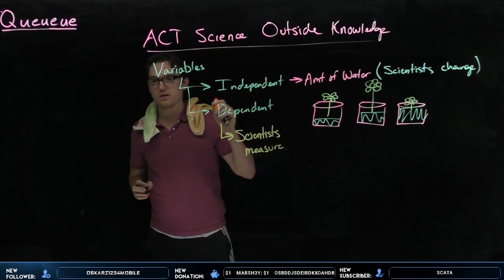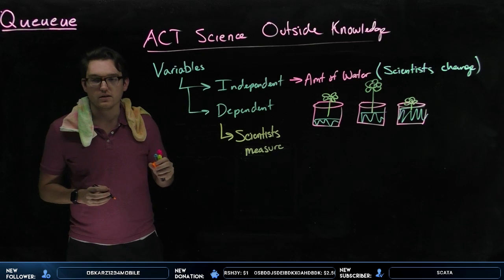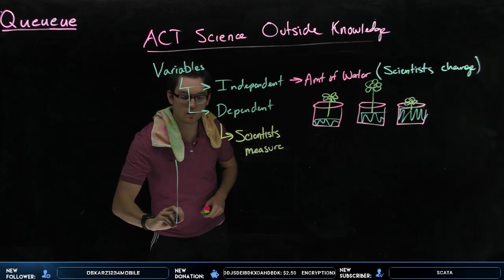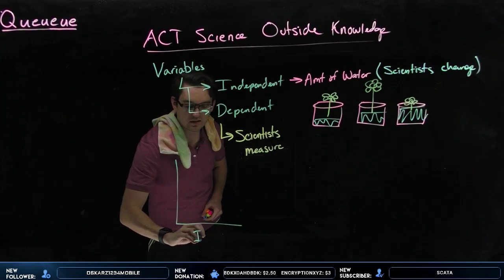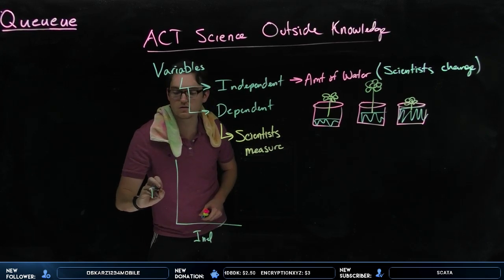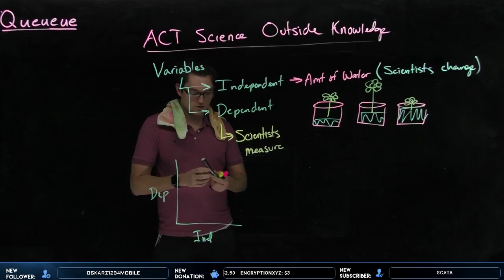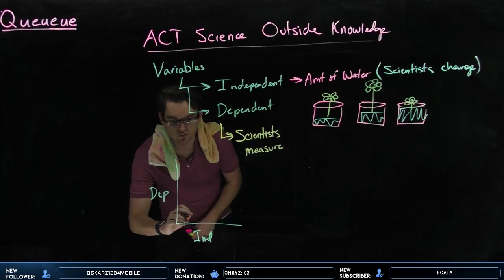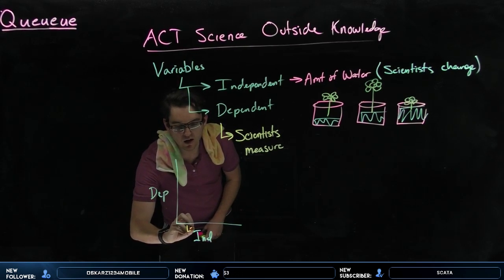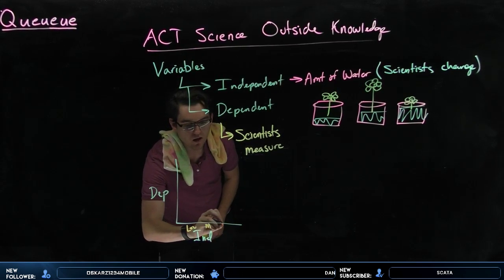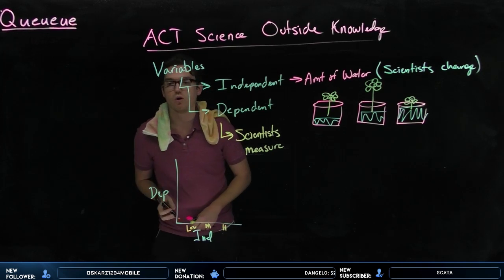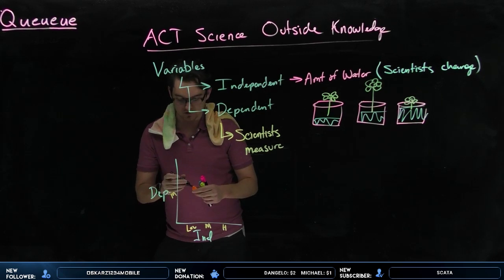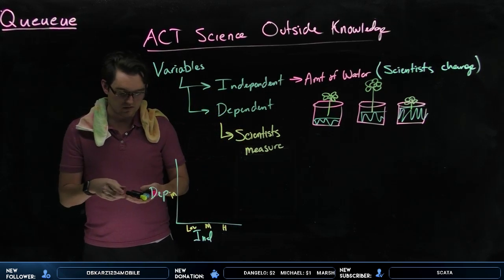So they're changing the independent. They're measuring the dependent. And usually when they graph it, they're going to put the independent on the x-axis and the dependent on the y-axis. So this one, we'd have amount of water on the x-axis. We might have low, medium, and high, and then we've got growth on our y-axis, which would be measured in probably inches, or probably centimeters if we're going to be scientific about it.